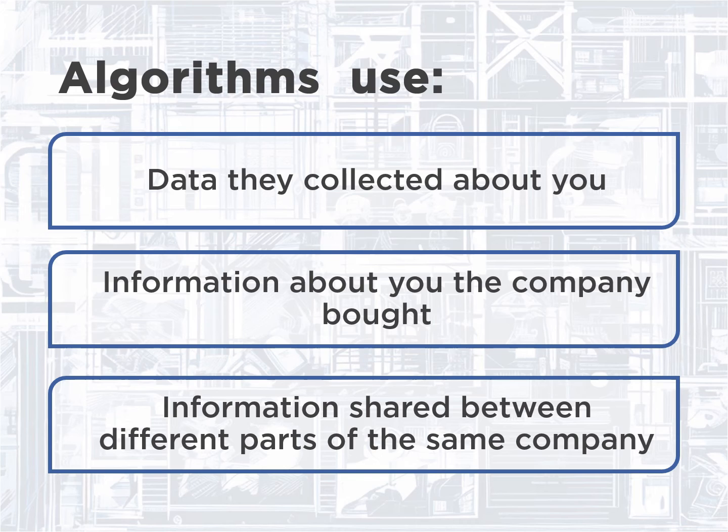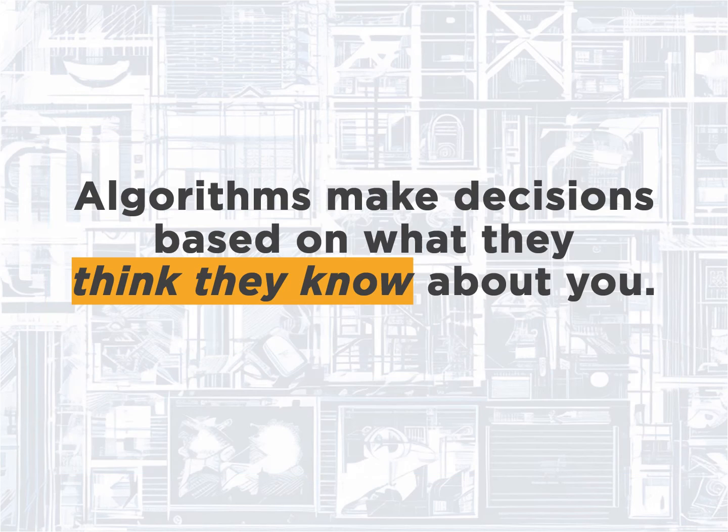Information the company bought, either from another company or from data brokers that buy data from lots of places and put it together into profiles. Or information shared between different parts of the same company. For instance, Google can use your YouTube views to decide what search results to show you and vice versa because they're owned by the same company. In other words, algorithms don't make decisions based just on what they know about you. They make them based on what they think they know about you.